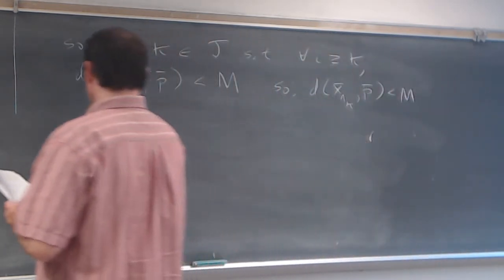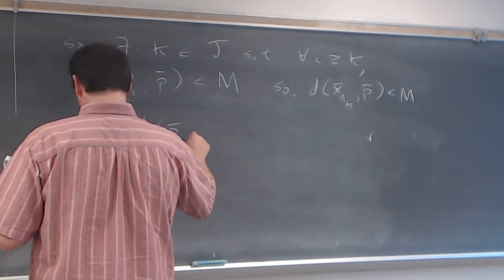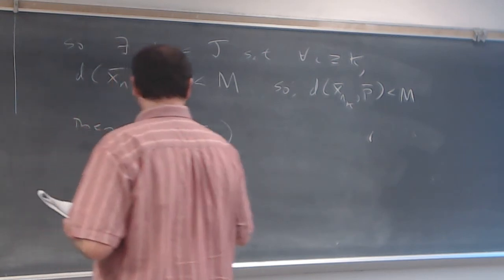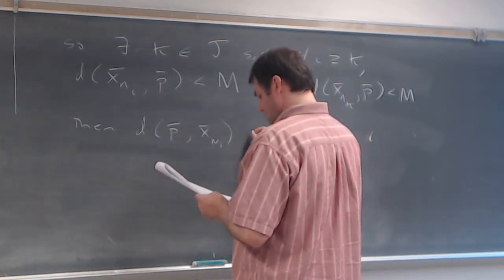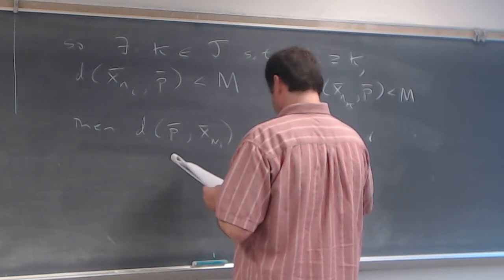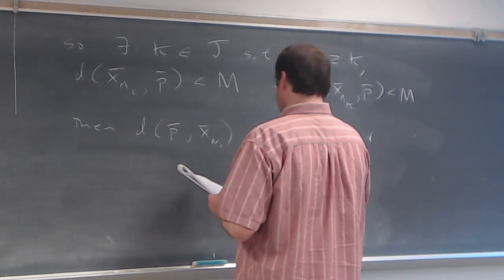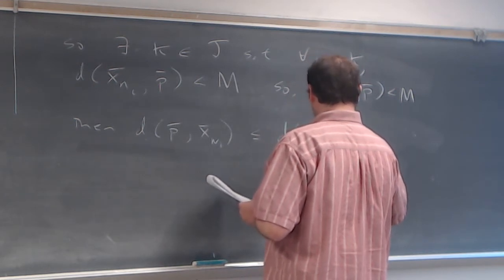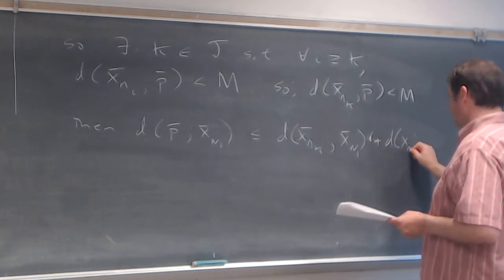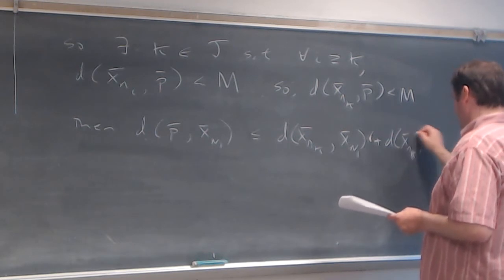Then, if you take a look at the distance between P and x sub n sub 1, well, that's going to be less than or equal to the distance between x sub n sub k and x sub n sub 1 plus the distance between x sub n sub k and P. This is true by the properties of the metric.